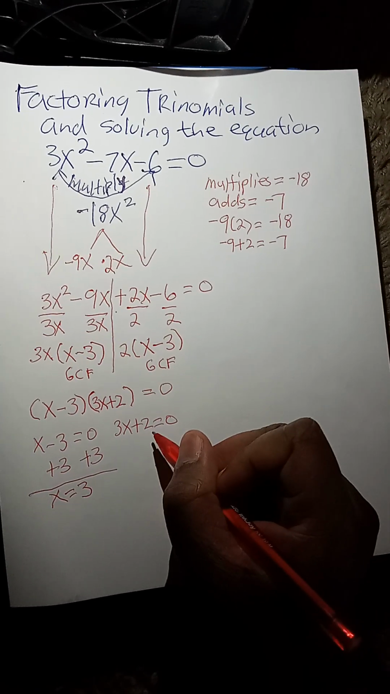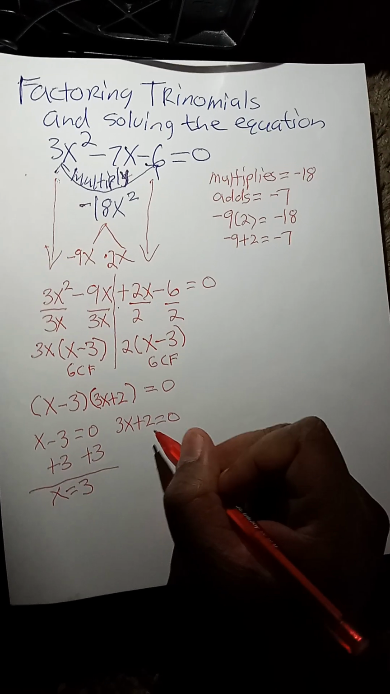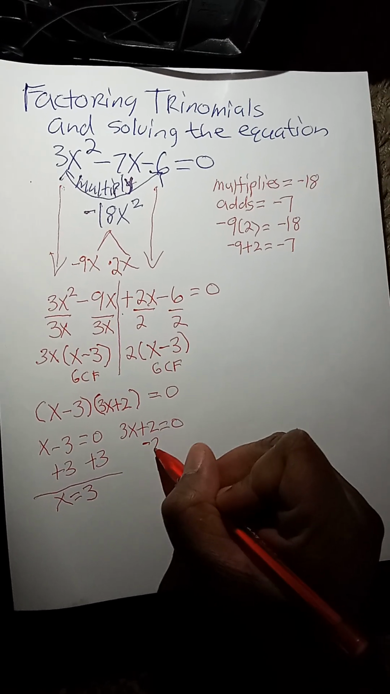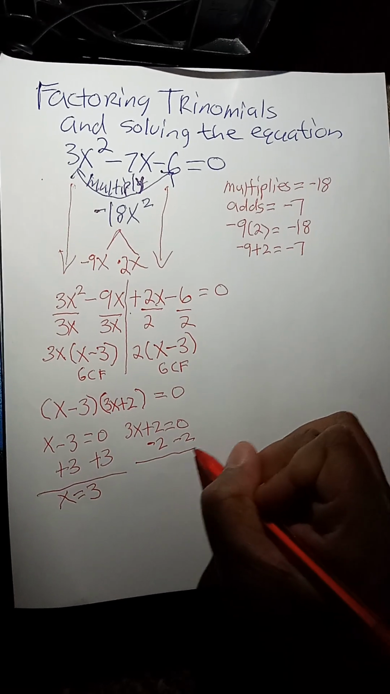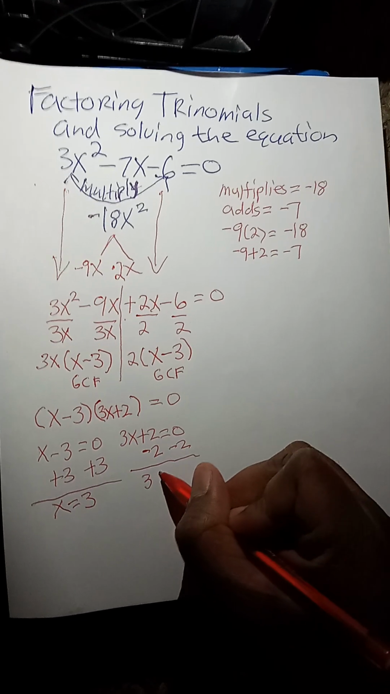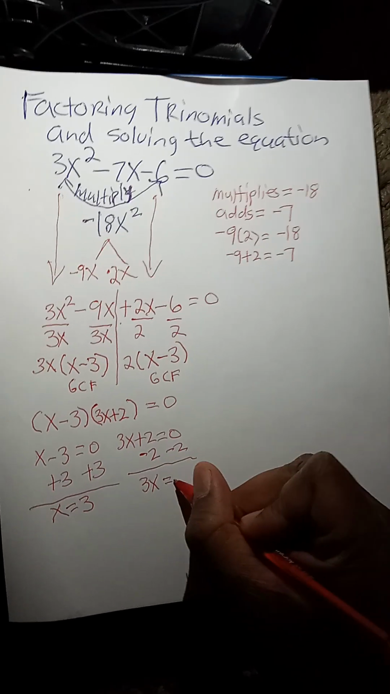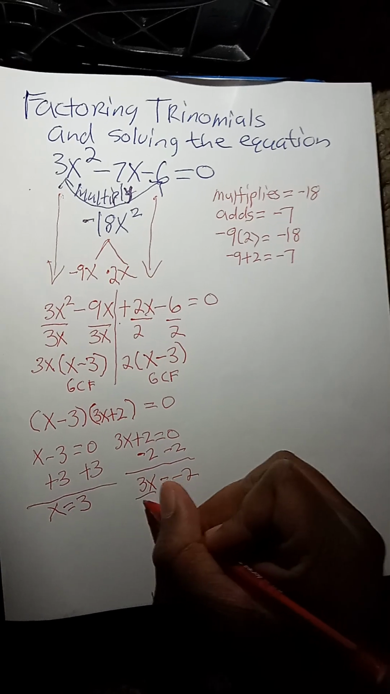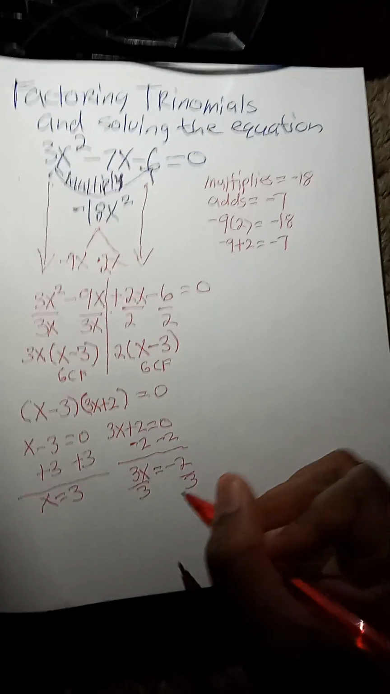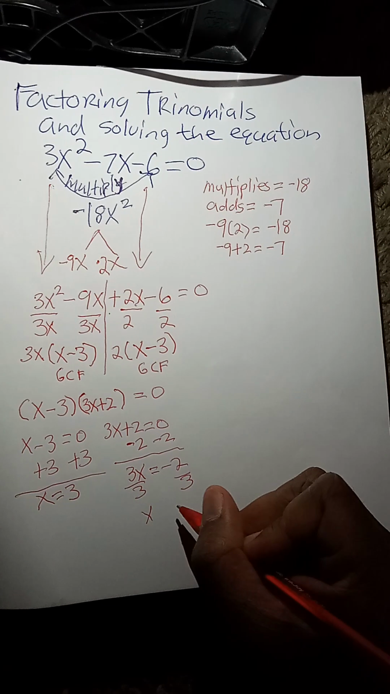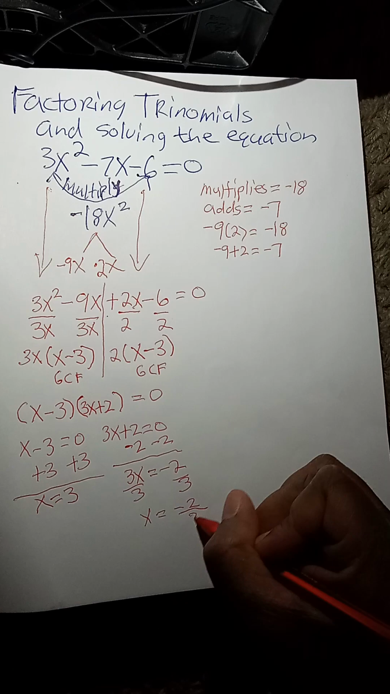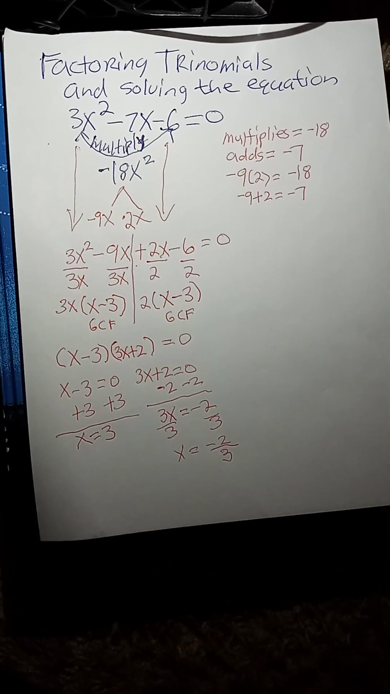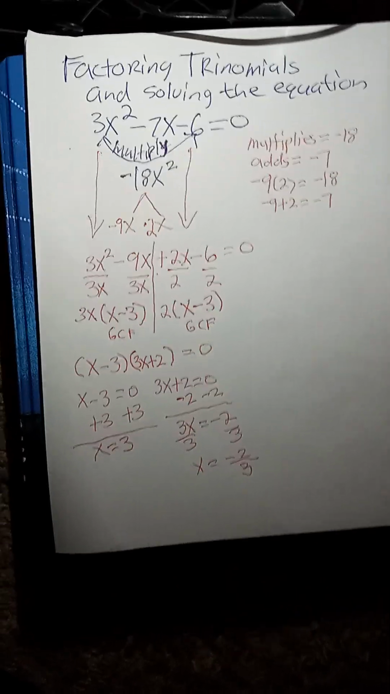Then on the second one, we have 3x plus 2 is equal to 0. So we want to subtract 2 from both sides. And 3x is going to equal negative 2. And then divide both sides by 3. So x is equal to negative 2 divided by 3. This is how we factor and solve trinomials.